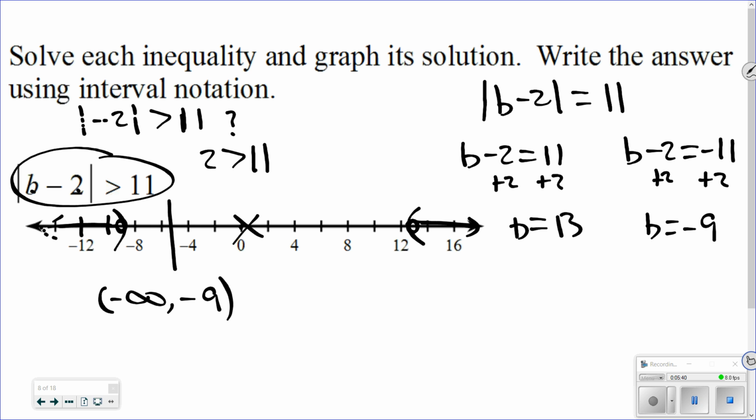My answers don't start again until I get to 13. And they go to infinity. And we put a union sign in between. There's my answer right there.